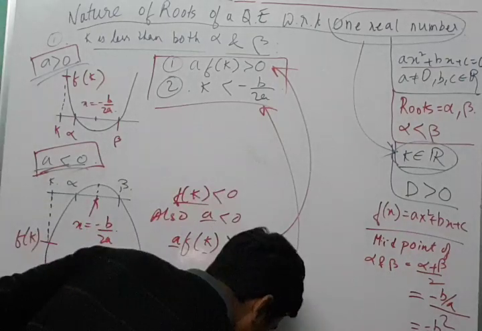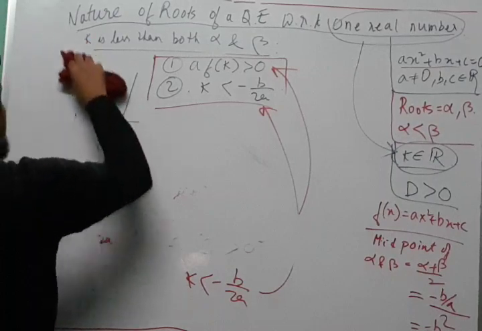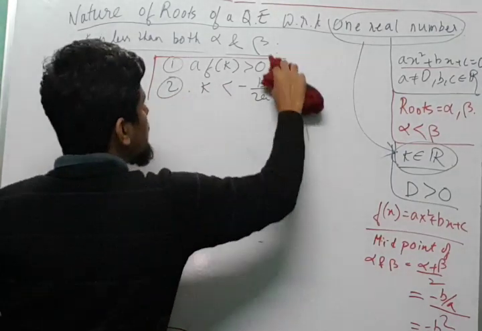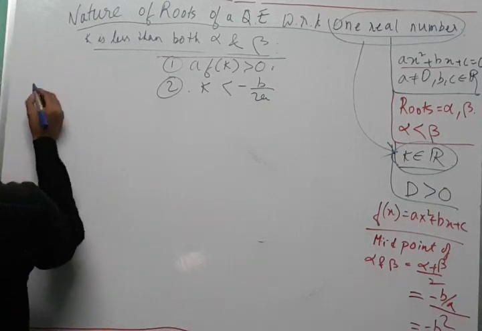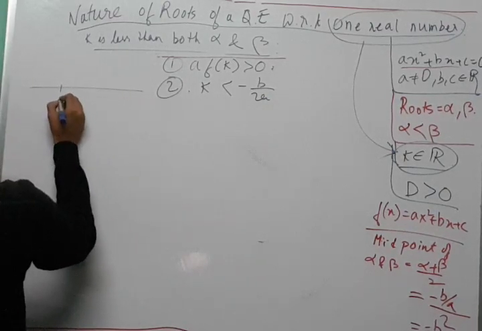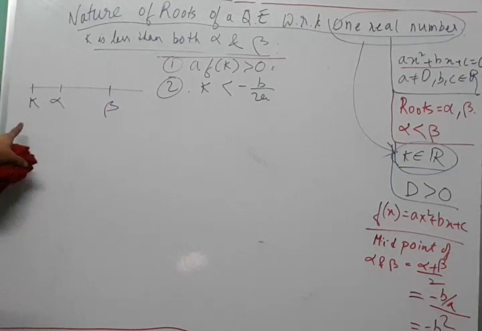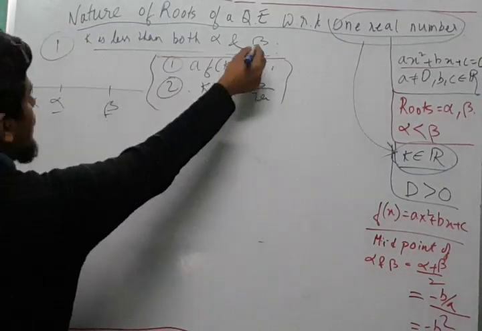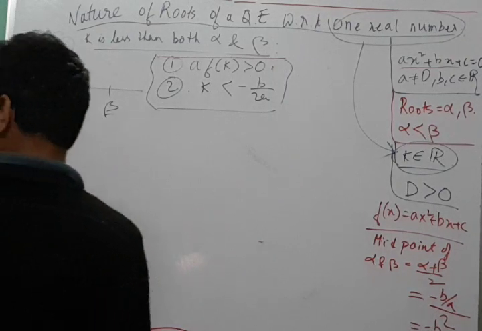So basically we can rub out this entire part and just draw the curve in this format, that if this is alpha and this is beta, and we have a real number k which is less than both alpha and beta, and alpha beta are the roots, in that case we get this condition. Okay, so if k is less than both alpha and beta, this is the condition that is to be applied. I hope this is very much clear.